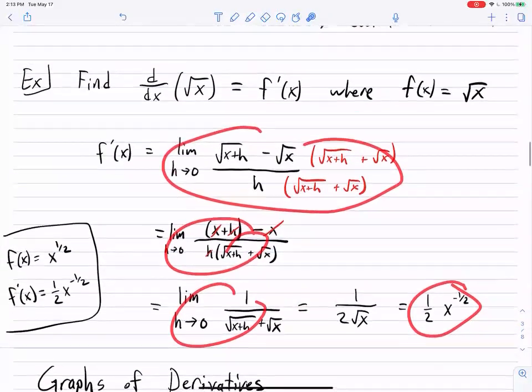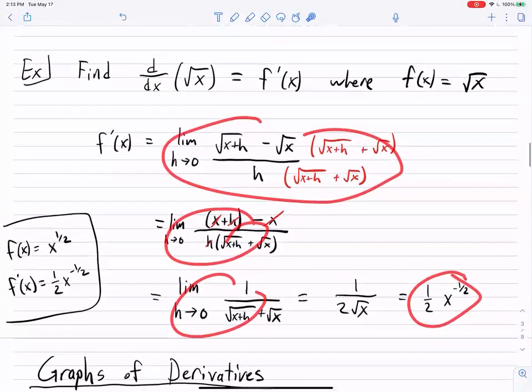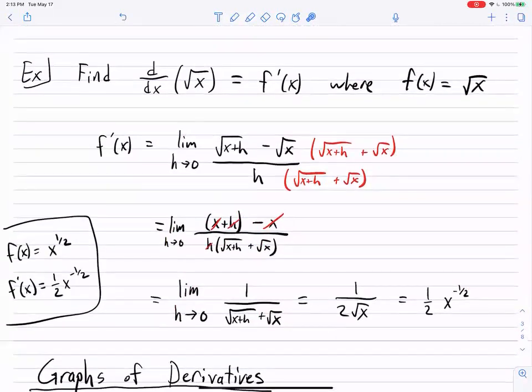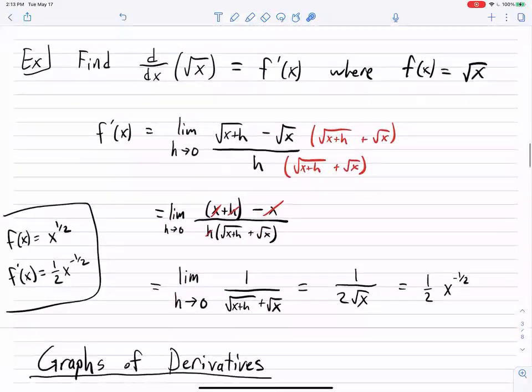For the rest of this lecture, I'm going to talk about graphs of derivatives. To calculate derivatives right now, the only thing we have is this formula. And so I will say that this is very tedious and cumbersome, and we're going to find a better way in the next couple sections. But for now, this is how we calculate a derivative. So now I want to take a quick break from that and talk about graphs of derivatives.